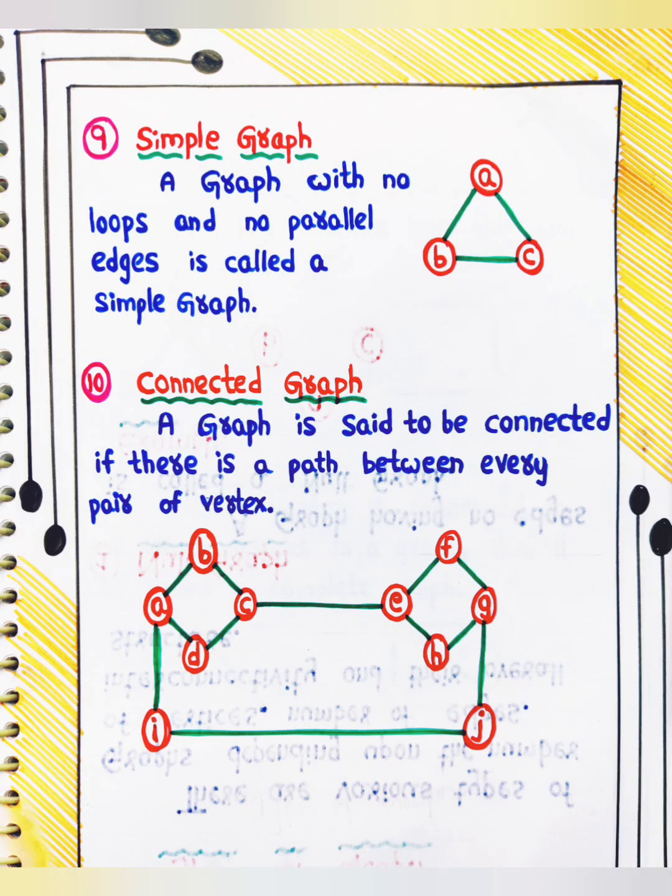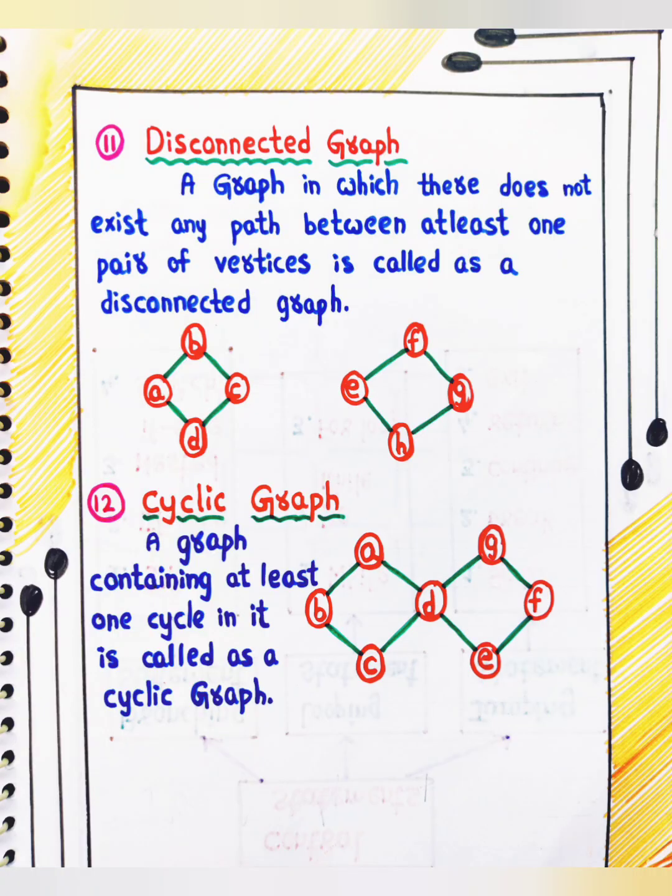Ninth one, simple graph. A graph with no loops and no parallel edges is called a simple graph. 10th one, connected graph. A graph is said to be connected if there is a path between every pair of vertices. Below we can see the connected graph example.